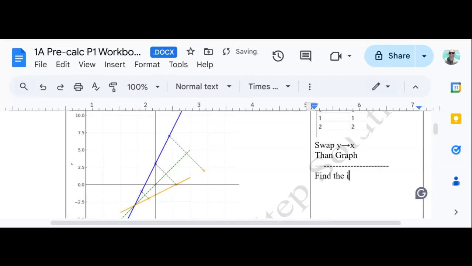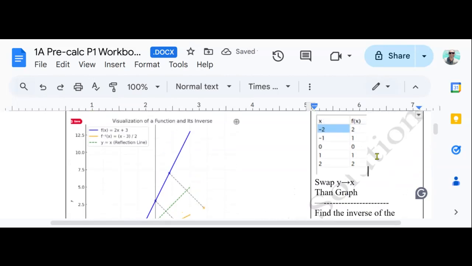Find the inverse of the function. And then we find the points, the x and y points. Then we graph it. Is this clear? So whatever method you use, it's up to you.